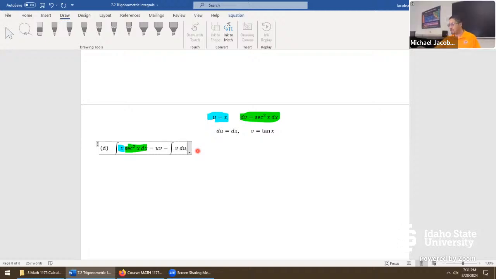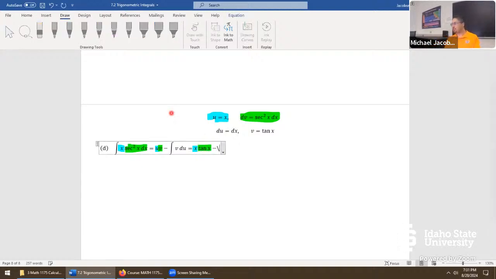Now we're just plugging in the information. So first u, that's going to be the function x. It multiplies v, so we're going from here to here. So let's go x, tan x. Let me see if I can color code some of that. So here's the u, here's the x, here's the v, and tan x.